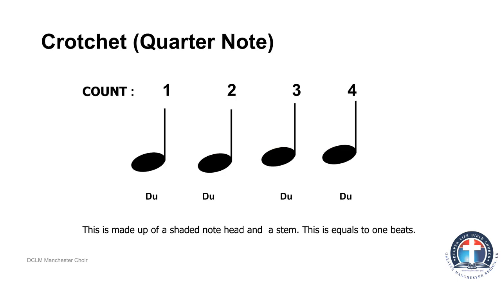Let's look at the crotchet note. It's often called the quarter note. It is made up of a shaded head and a stem. It has a value of 1 beat. Count with me. 1, 2, 3, 4. Sound this with me. Do, do, do, do. 1, 2, 3, 4. Do, do, do, do.